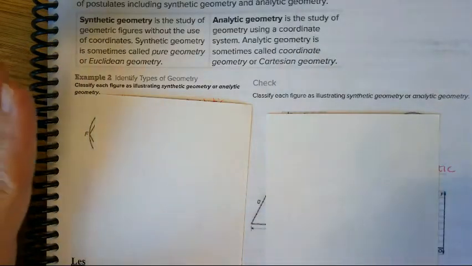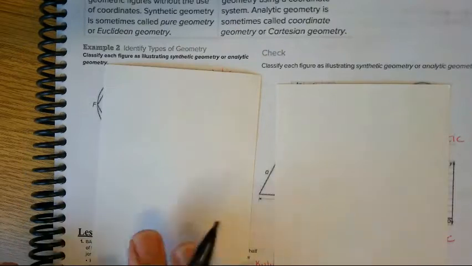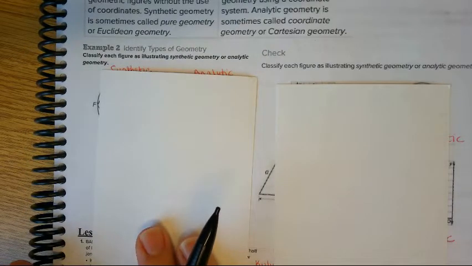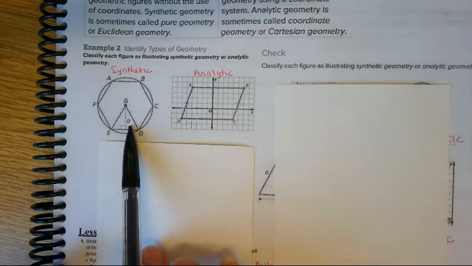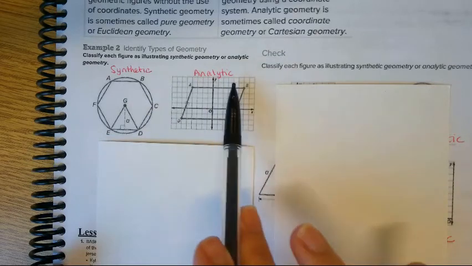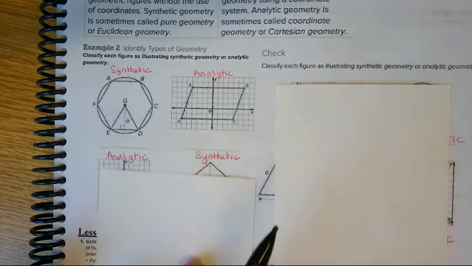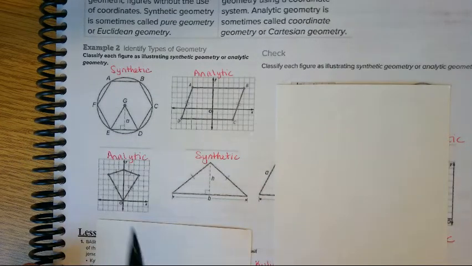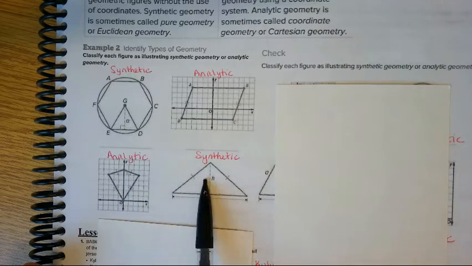So we're going to go through an example together, and then you'll try one of those by yourselves. These are pretty simple. It's based just off their picture. So this first one is going to be synthetic geometry because I don't see that coordinate plane in there. This one will be analytic because you do see that coordinate plane in there. So anytime you see that coordinate plane, you already know it's analytic. So for those bottom two in that first example, this one would be analytic because of the coordinate plane. This one would be synthetic.